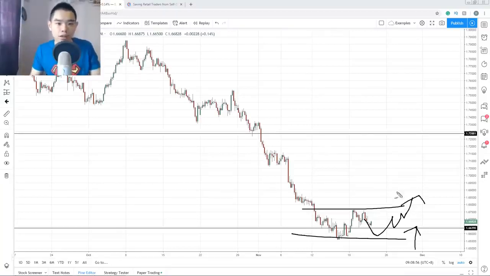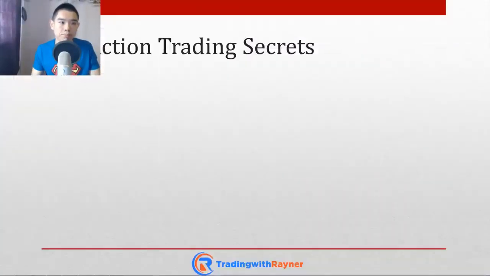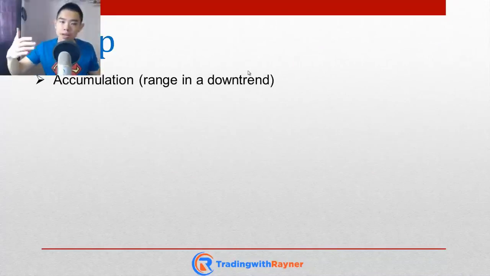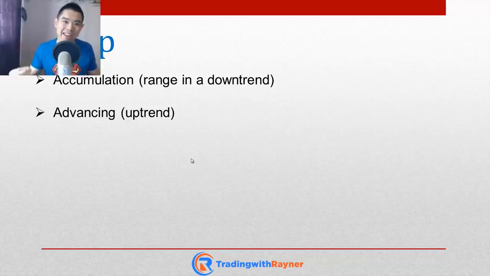I know I've covered a lot in today's video, so let's do a super quick recap. Number one, an accumulation stage is where the market is in a range in a downtrend. That's what you've just seen a few seconds ago. Number two, in an advancing stage, the price is in an uptrend. In this case, you want to be looking for buying opportunities. Don't look to short the markets.